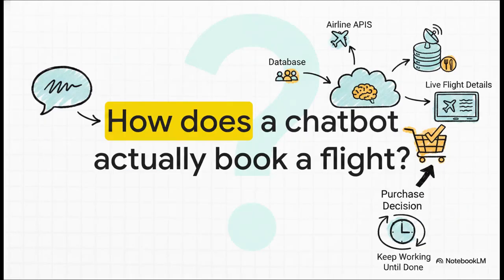Think about it for a second. How does a chatbot actually book a flight? If you just type out, "Hey, fly me to North London," the AI can't just generate a bunch of text and call it a day. It has to query third-party airline APIs to pull live pricing and availability, cross-reference all of that against your personal seat preferences stored in some database, and then actually execute a secure purchase. It has to keep working, keep checking, and keep doing things until the job is actually finished.